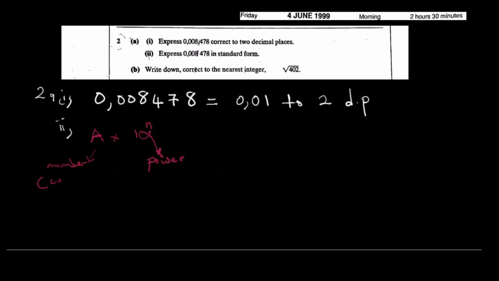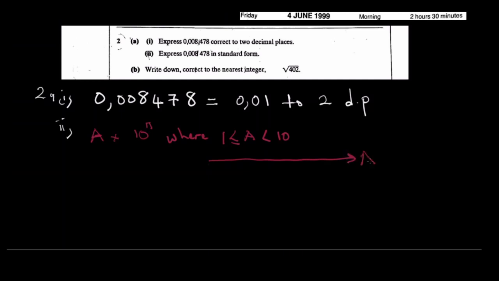A times 10 to the power n, that is the generalized form of the standard number. So it's A times 10 to the power n, where this is now the condition: A is greater than or equal to 1, but is less than 10. What does this mean? This number A has a condition. It should be greater than or equal to 1, implying it can be 1, and less than 10. So if we need to represent this on a number line, it will be like this.